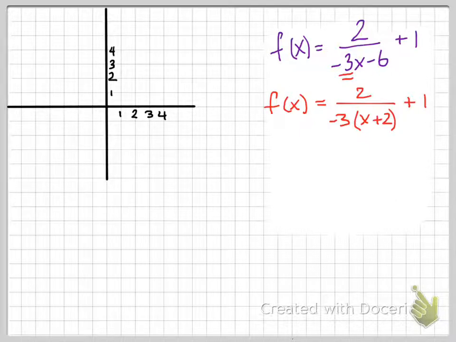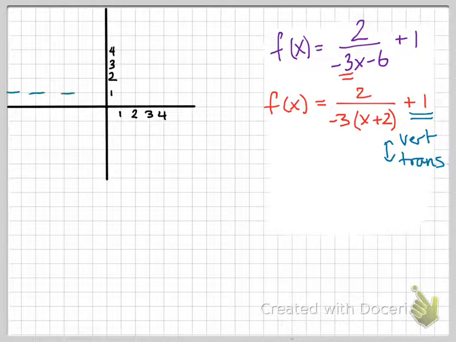The next thing we have to do is figure out where the asymptotes are, right? So this +1 here is the vertical translation, right? And vertical translation means it's moving things up and down. So that can have an effect on our horizontal asymptote, right? So our horizontal asymptote is going to go up by 1, and there it is, right?